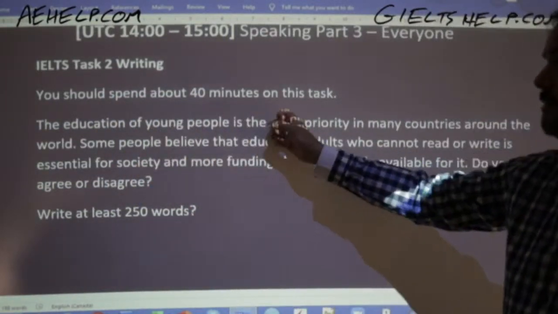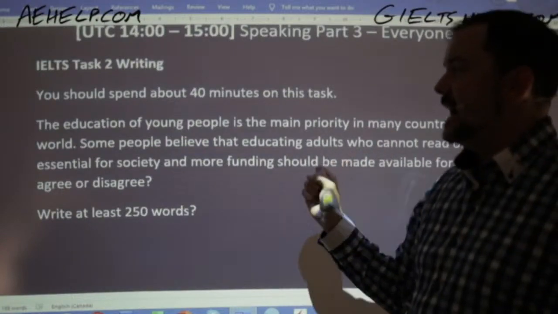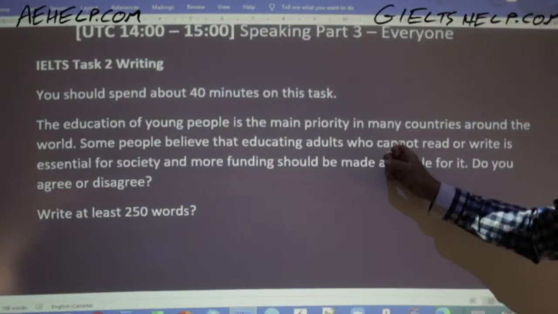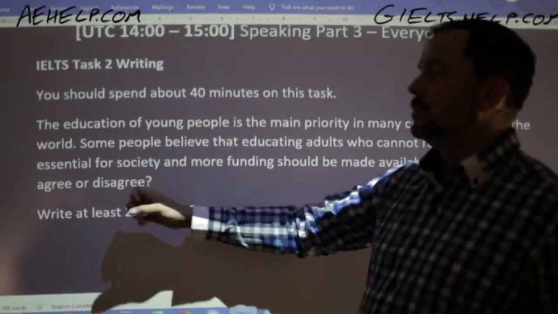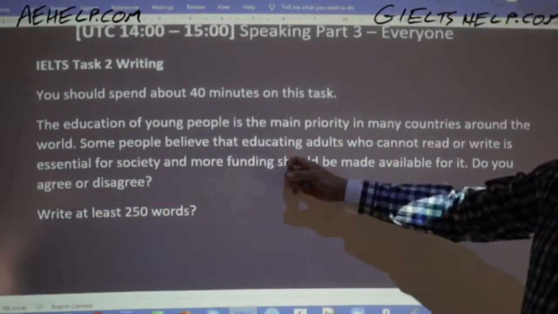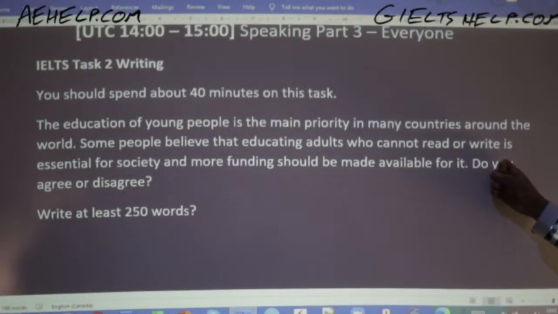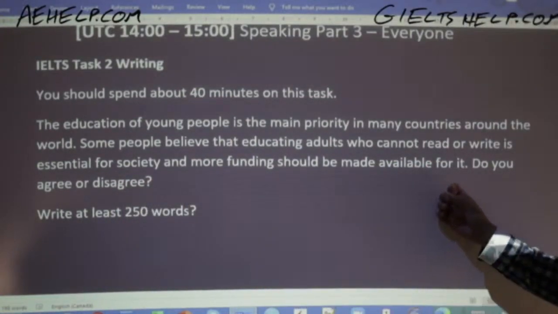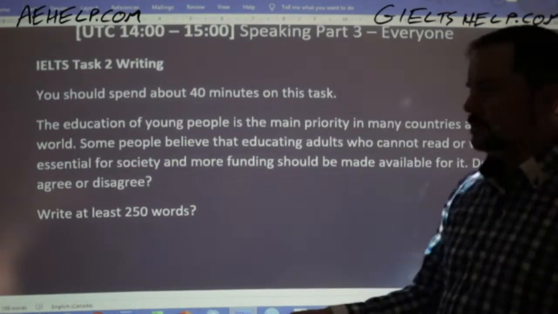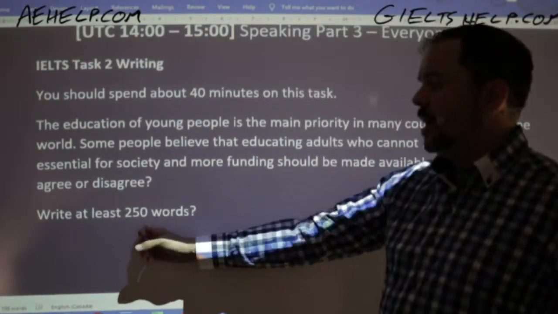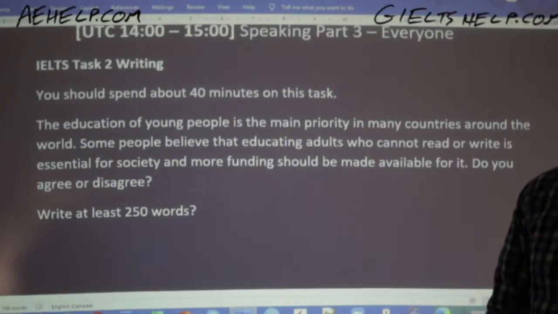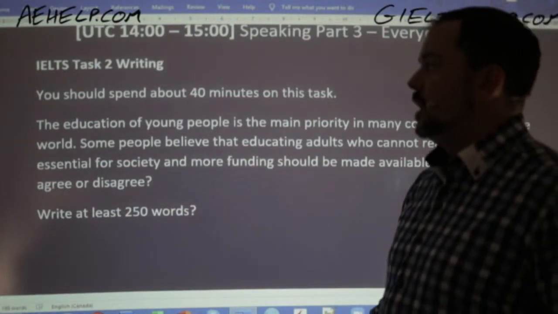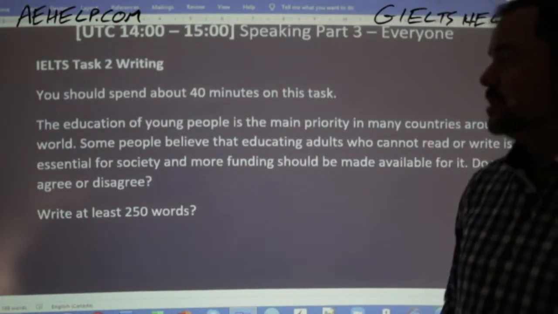IELTS Task 2 Writing. You should spend about 40 minutes on this task. The education of young people is the main priority in many countries around the world. Some people believe that educating adults who cannot read or write is essential for society and more funding should be made available for it. Do you agree or disagree? Write at least 250 words.